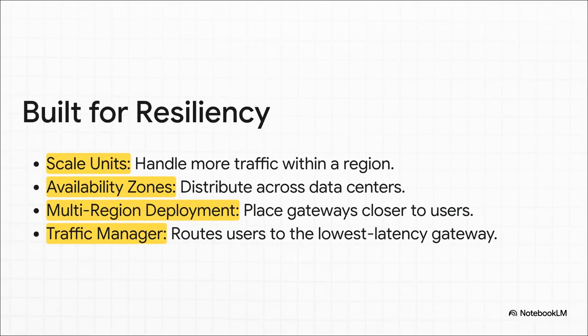Now you might be thinking, and it's a great question, wait a minute, if I'm putting everything through one gateway, isn't that a huge single point of failure? Totally valid concern, but Azure has this covered in a few ways. You could add more scale units to handle more traffic. You can use availability zones to survive an entire data center failure. And if you're on the premium tier, you can even deploy gateways in multiple regions all over the world. Azure's Traffic Manager then does this brilliant thing where it automatically routes your users to the gateway with the lowest latency, so you get both resiliency and incredible performance.